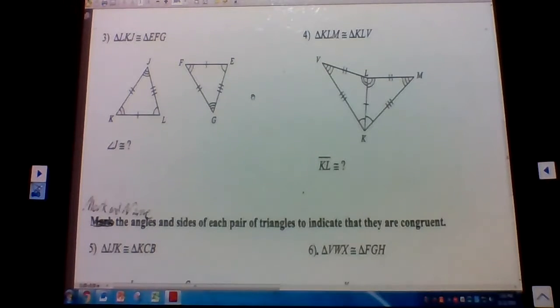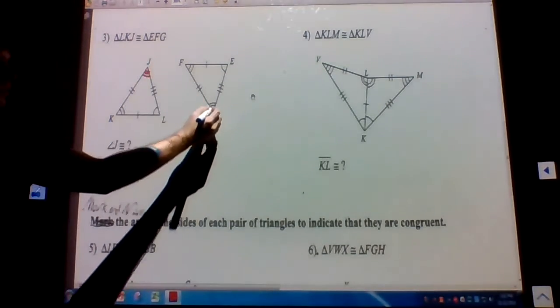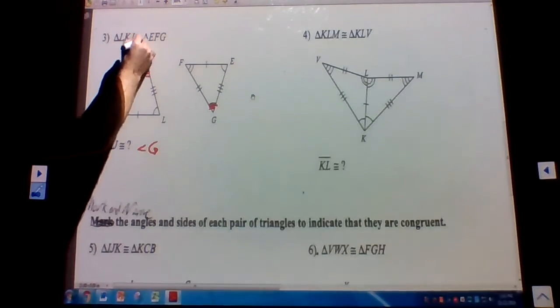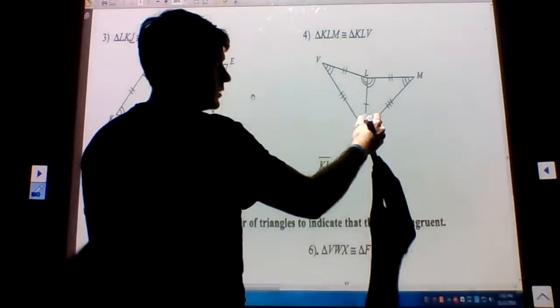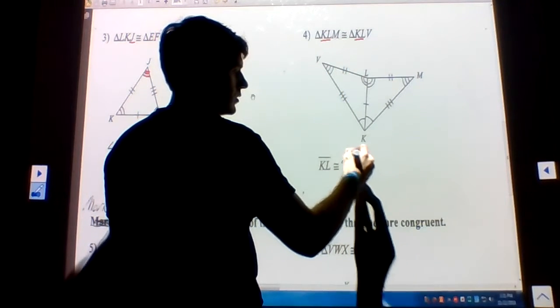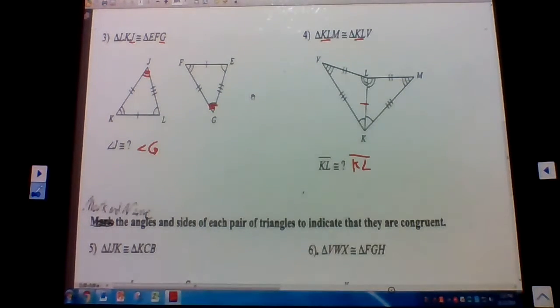Okay, angle J has 3 arcs. So we look for the other one with 3 arcs, and that's angle G. The other way is J corresponds with G. Over here, we're looking for KL. KL is the first 2 letters, and it's also the first 2 in the next one. So KL is part of both, so KL is congruent to KL. KL is part of both triangles, so it's congruent to itself. That's the reflexive property.